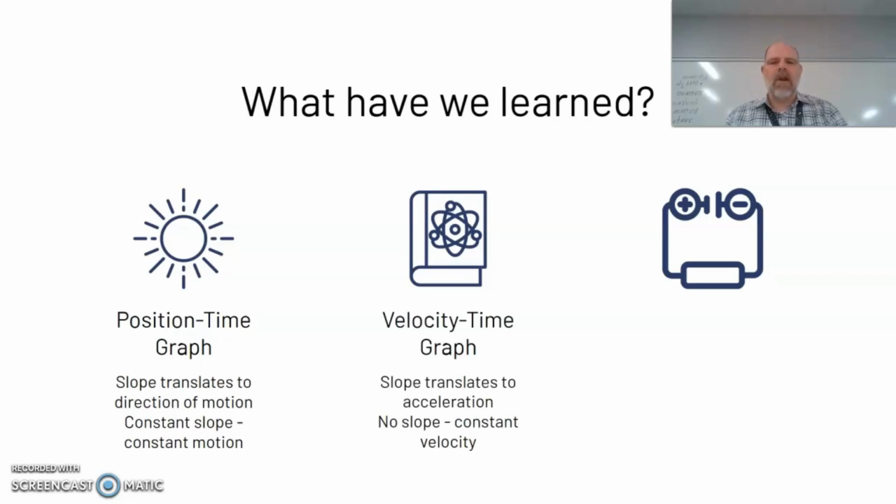On a velocity time graph, the slope translates to the acceleration. So if we have a positive slope, we have positive acceleration, a negative slope means we have negative acceleration, and no slope means that we have constant velocity.